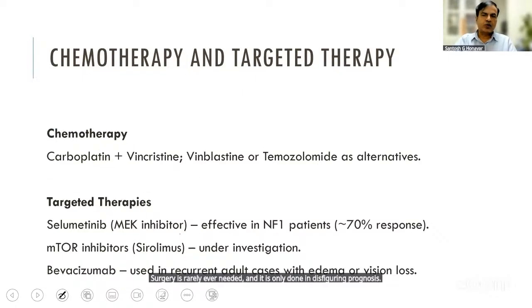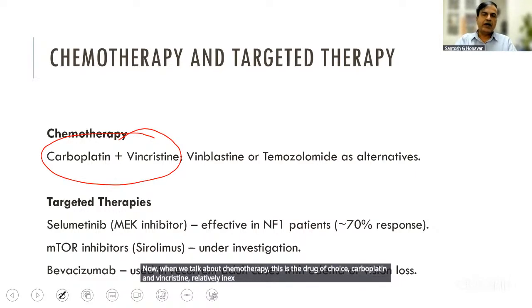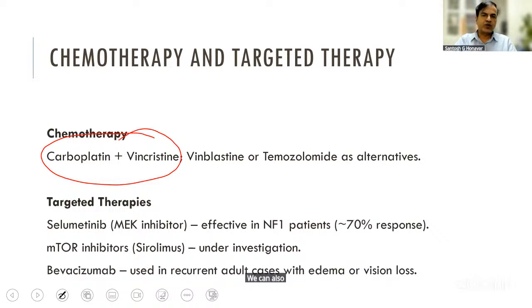Now, when we talk about chemotherapy, this is the drug of choice: carboplatin and vincristine, relatively inexpensive, and it has a very high safety profile. In fact, we use carboplatin and vincristine along with etoposide for the management of retinoblastoma. We can also use vinblastine or temozolomide as alternatives. Targeted therapy is definitely coming in.